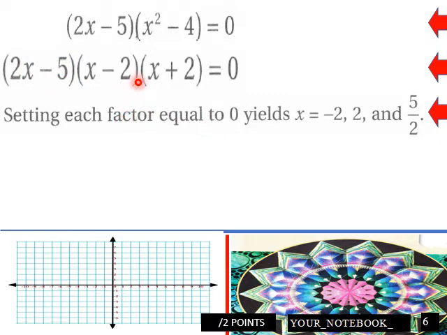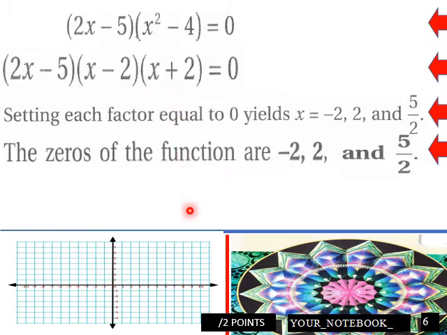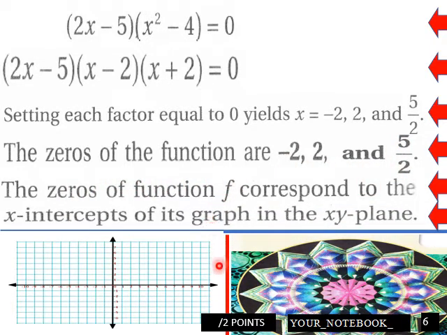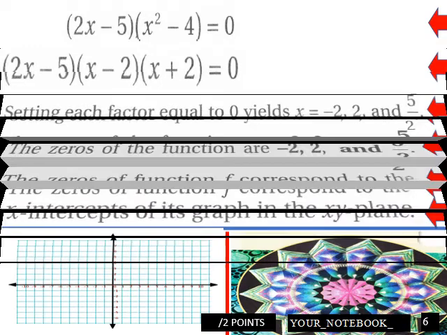So that'd be the way you do it, or you could put it on a calculator, if it's in your calculator section. The zeros of the function are these numbers here. The zeros of the function f correspond to the x-intercepts of its graph. So you could graph that, and that would be where your polynomial would cross the x-axis.